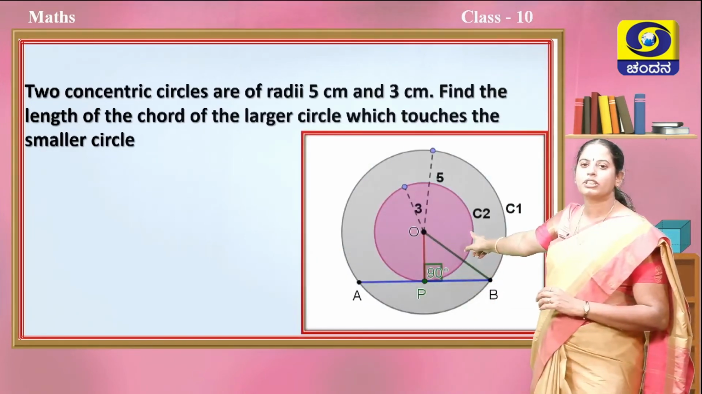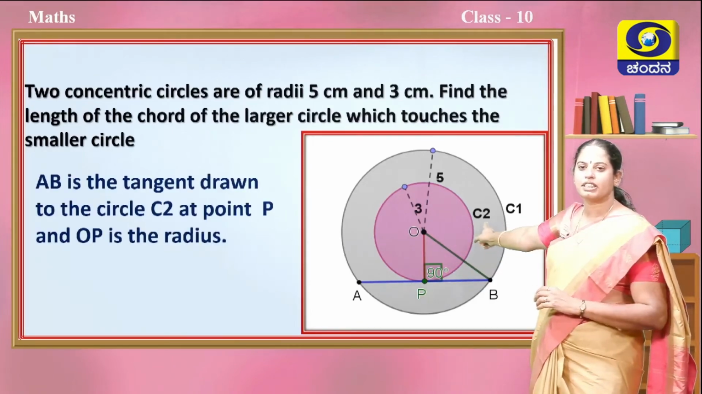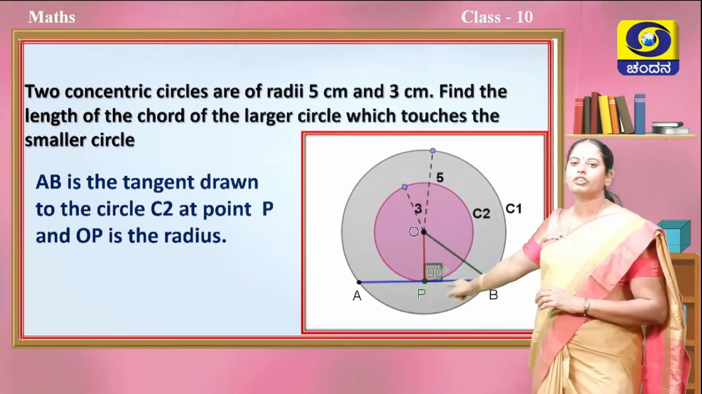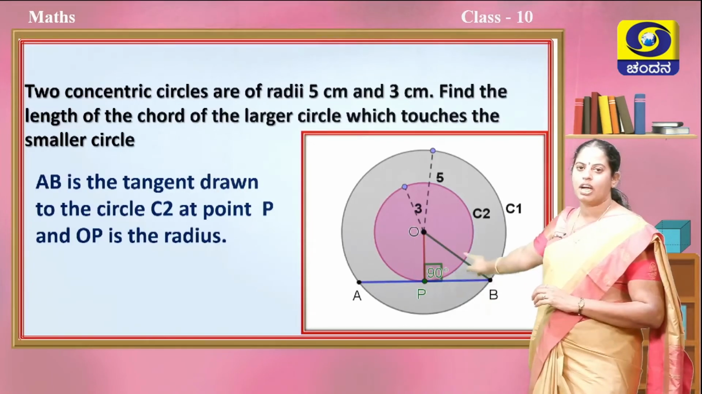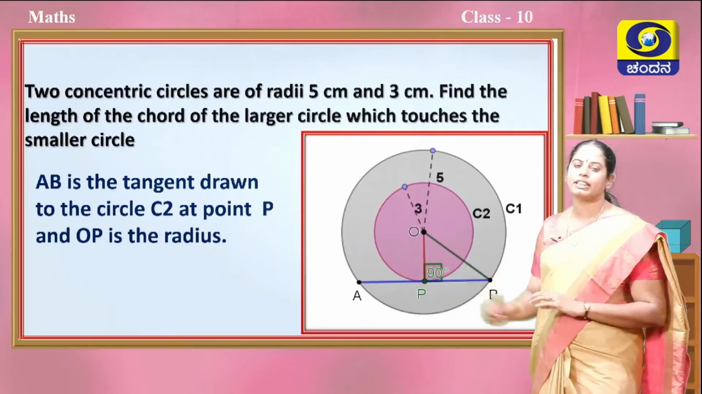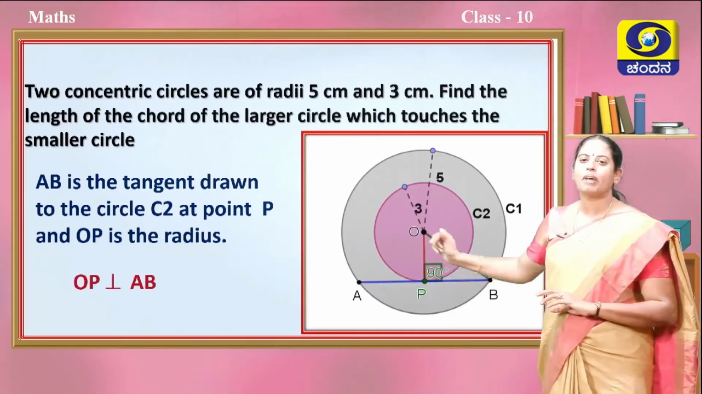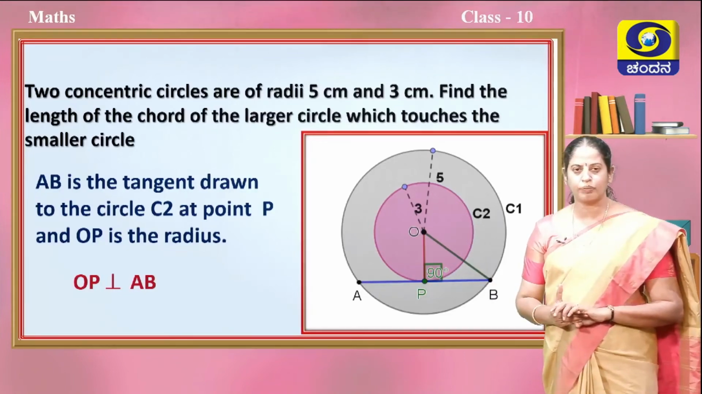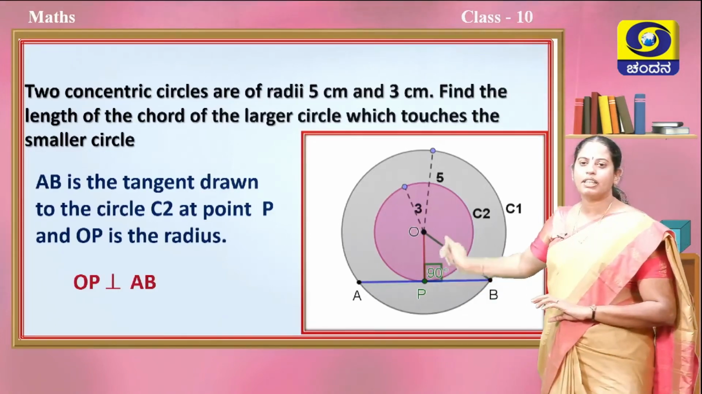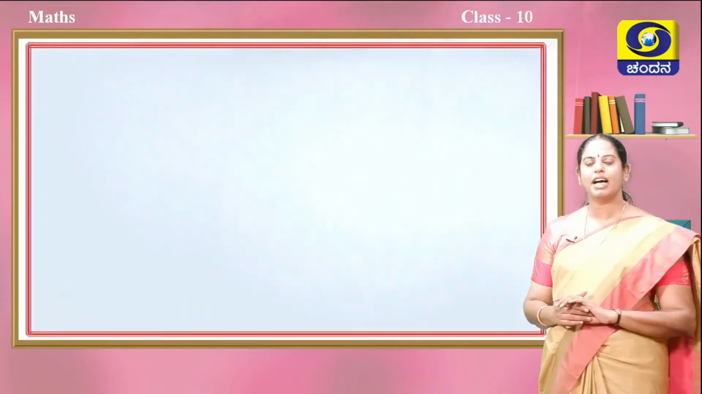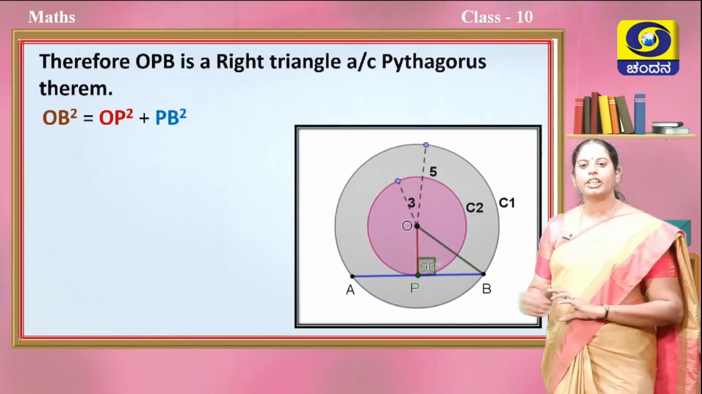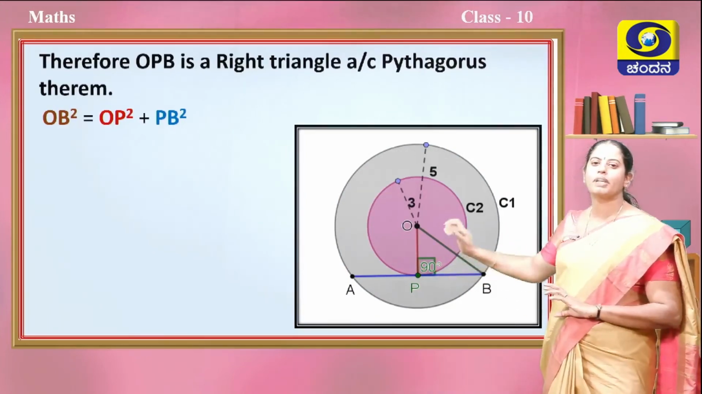Now observe, C2 is the smaller circle with radius 3, C1 is the larger circle with radius 5, OP is the radius at point of contact P. We have to find the length of AB. Observe OPB, if we join O and B, OPB is a right angle triangle. So, applying Pythagoras theorem here, since OP is perpendicular to AB, this OPB is a right triangle. Applying Pythagoras theorem, OB is the hypotenuse because it is opposite to the right angle. So, according to that, OB square equals OP square plus PB square.